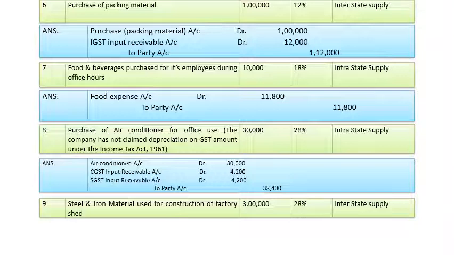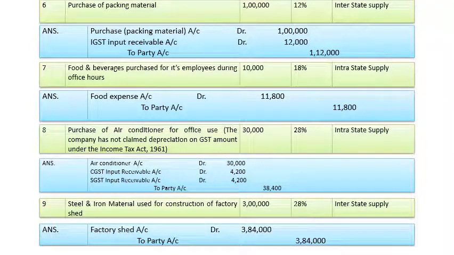But if steel and iron material is used for construction, or for establishing plant and machinery in the factory premises, then credit is allowed. So in this case, as it is used for the construction of a factory shed, credit is blocked. So what we will do, we will add the GST amount into the cost price of the material. So the entry is factory shed account debit 3,84,000, to party account 3,84,000.